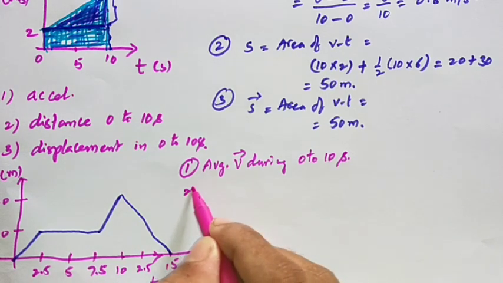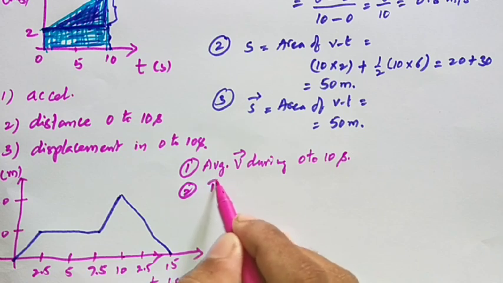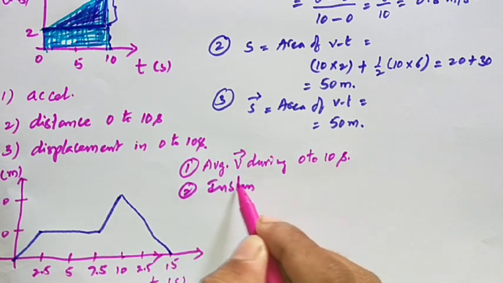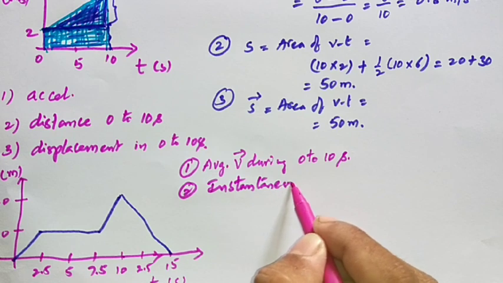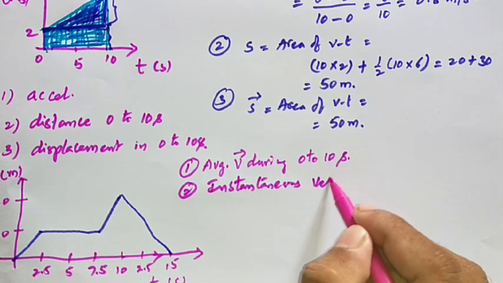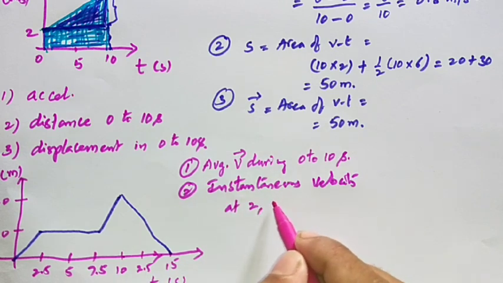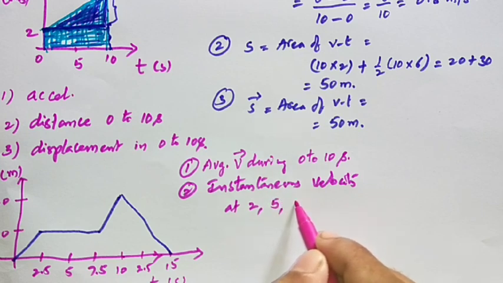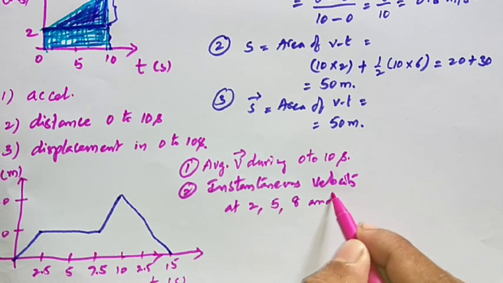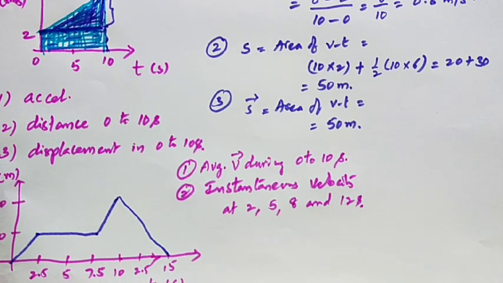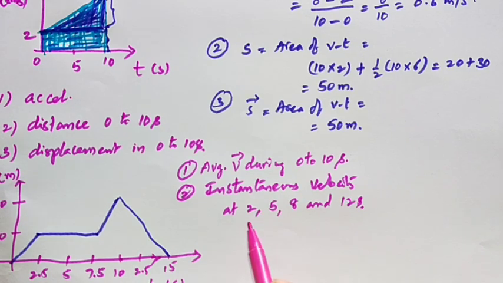And second one is instantaneous velocity. Instantaneous velocity at 2 seconds, 5 seconds, 8 seconds and 12 seconds. At this time we need to calculate instantaneous. Instantaneous means at a particular time, right? At 2 seconds what is the velocity? 5 seconds, 8 seconds, in this one, right? And this is the question.